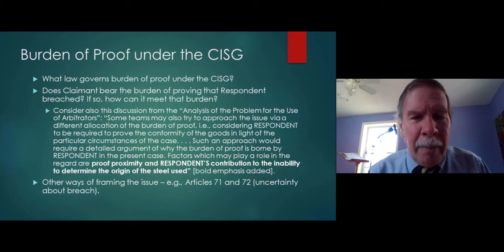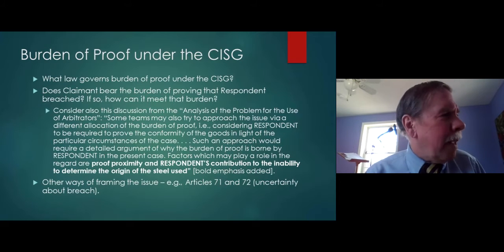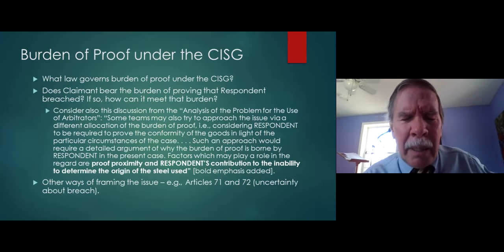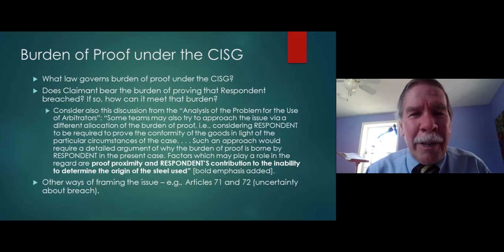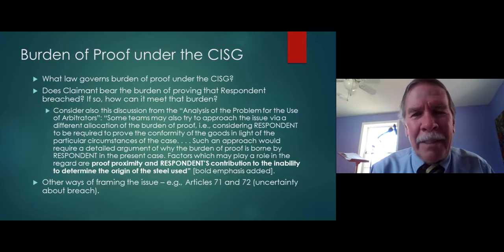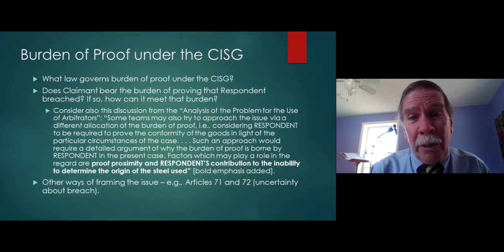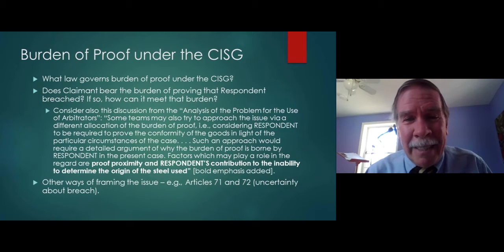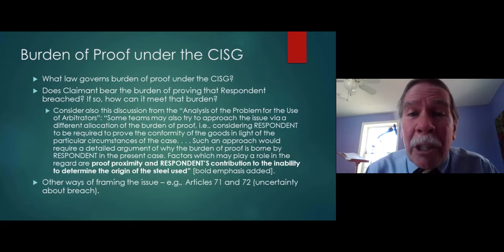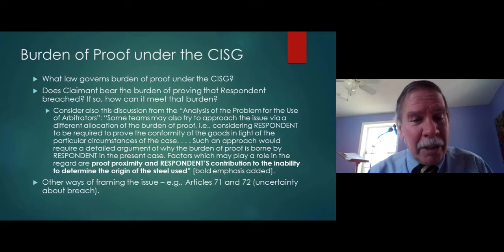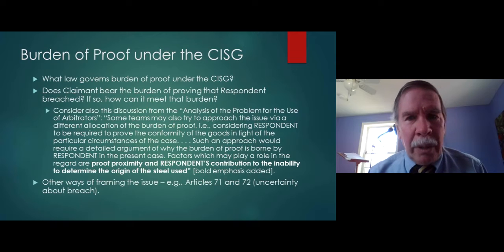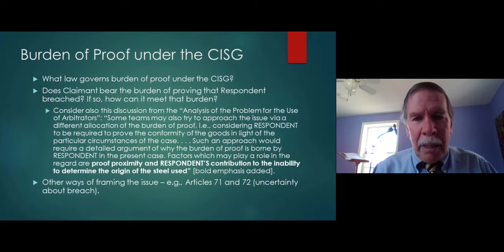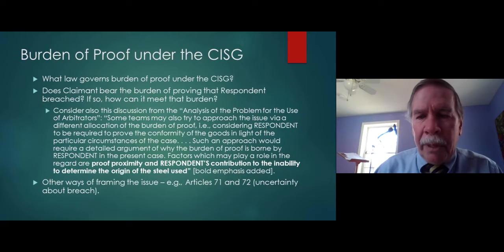I think there are probably other ways of framing the issue besides burden of proof. I've heard other people talk about this. By the way, to go back to the proof proximity deal, I will mention that I'm always a contrarian, and I have written an article saying that is, in fact, an illustration of the reason why burden of proof should not be governed by the CISG, and that it's not found in the CISG at any rate. It may apply in other ways, but it's not found by the CISG. At any rate, I think there are other ways of framing the issue concerning the uncertainty of breach here, ways other than through burden of proof issues.